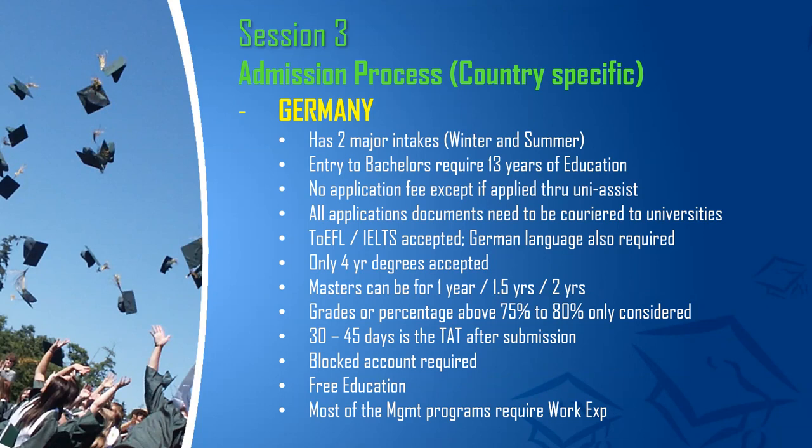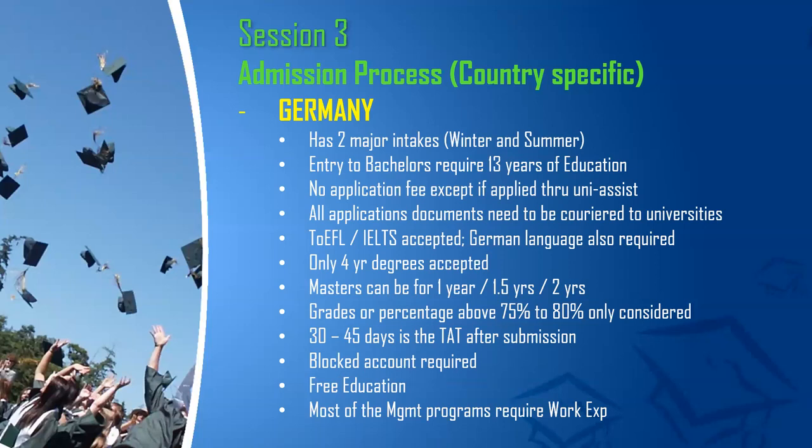Now, 2 years means 4 semesters, 1.5 is 3 semesters, and 1 year is 2 semesters. Now, please note, if you're applying to German public universities for free education, your academic percentage must be 80% and above. If it is below that, they will not give you an admit. 30 to 45 days is the turnaround time once you submit the applications.